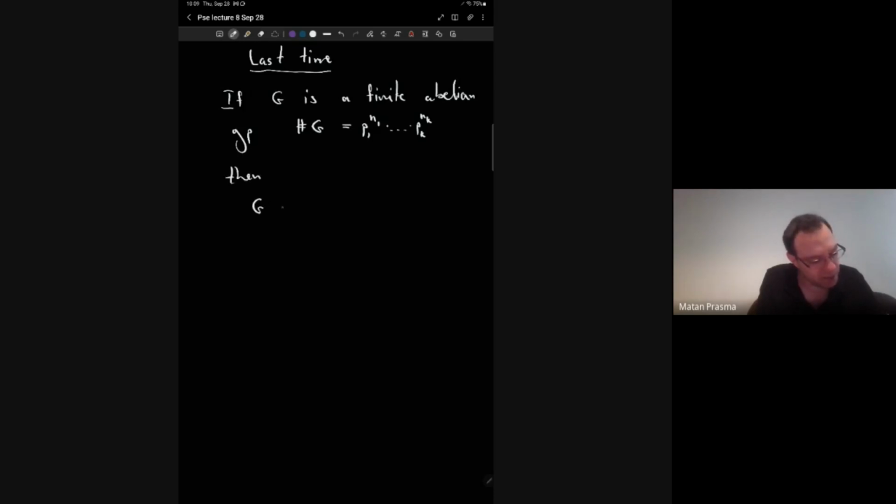And what it says is that if G is a finite abelian group, then you can decompose the order of G into a product of prime powers. So let's say P1 to the N1 up to PK to the NK. And what the classification tells you is that G is isomorphic to Z modulo P1 to the S.